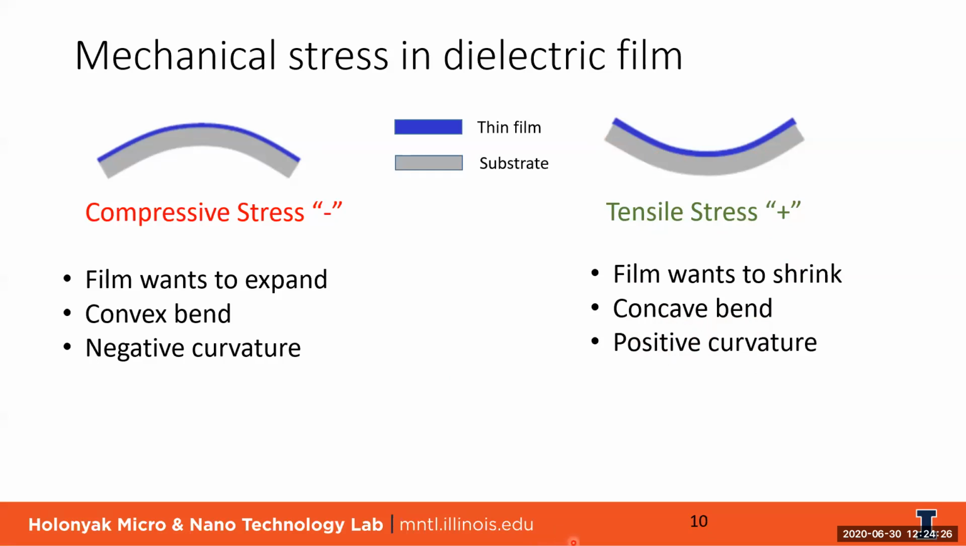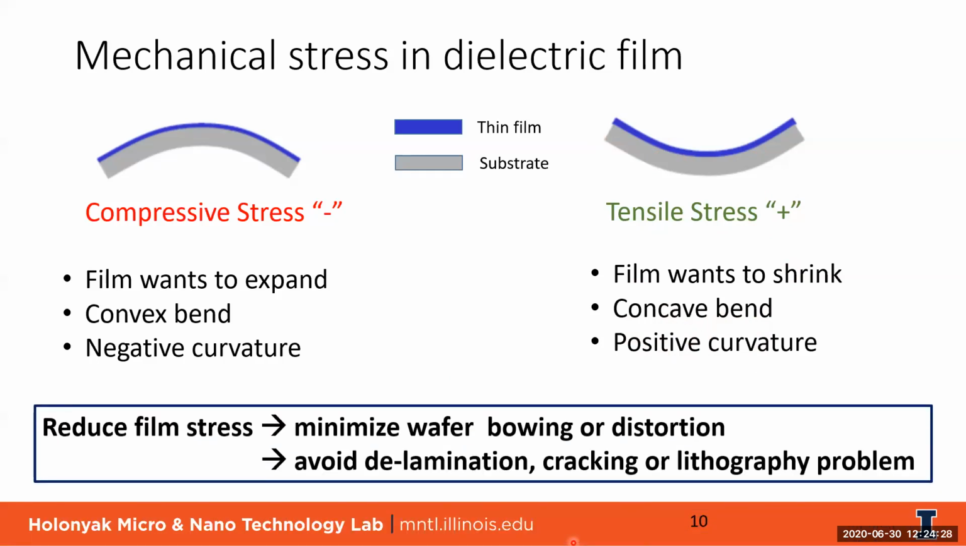In general, for fabrication, we would like to reduce the film stress so that we minimize wafer bowing or distortion, so that we avoid delamination, cracking, and lithography problems. You can imagine if you have a very thick film and significant stress, that will create a large enough wafer distortion that the depth of focus of your lithography system may be smaller than the distortion and create problems. So in most cases, we want to reduce the film stress.